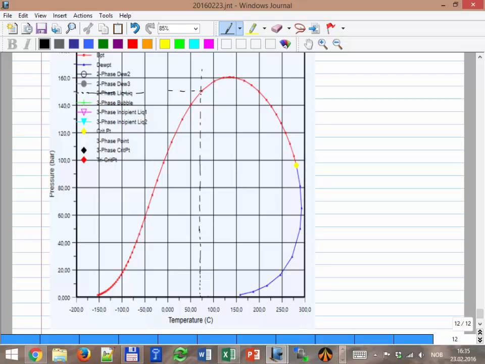So I'm actually either in the saturation or very close to the saturation. I'm actually just having the first bubbles of gas coming out of solution. This is the point: 147 bar versus 70 degrees C.